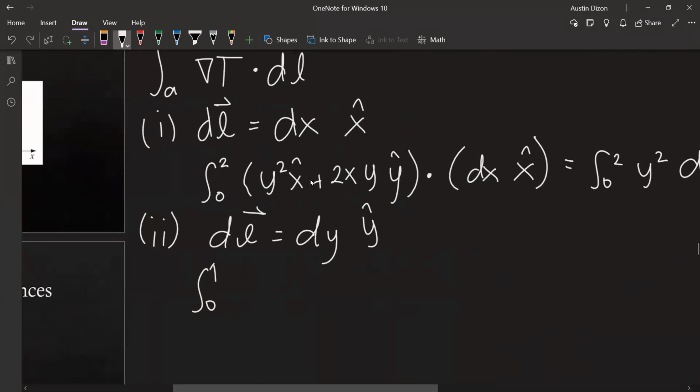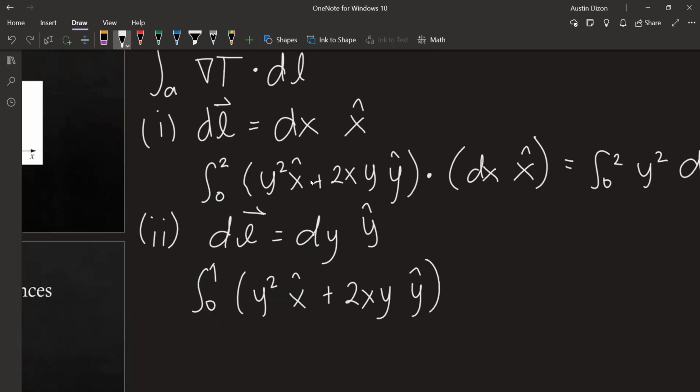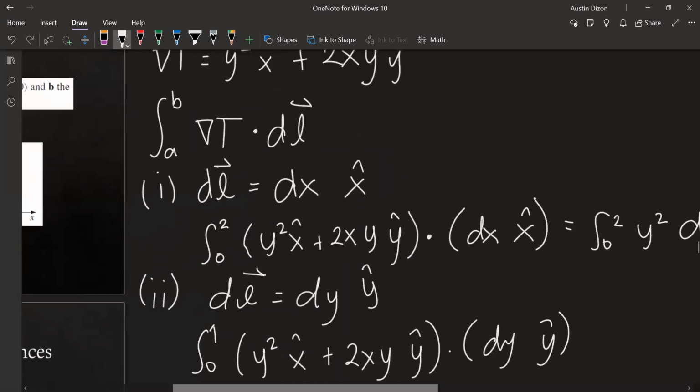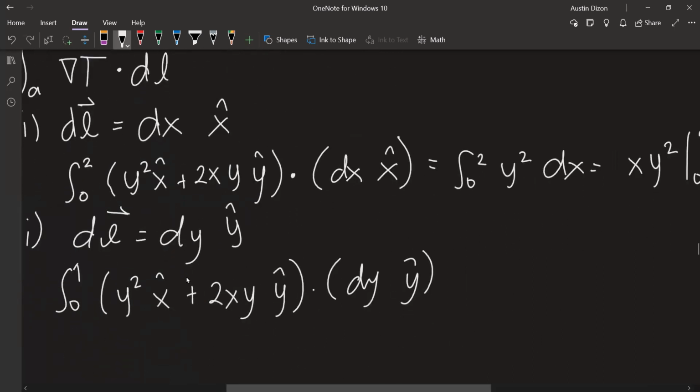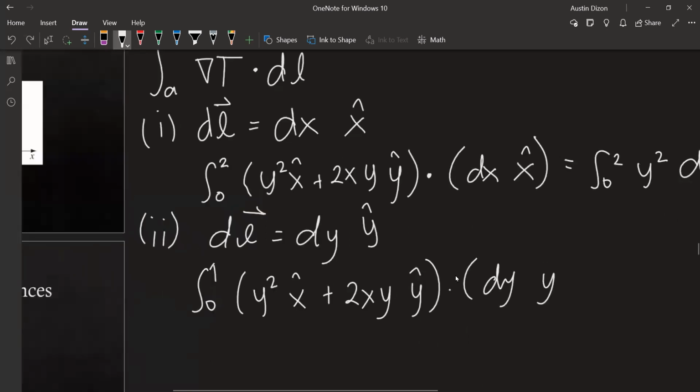Then I just copy this again. Mag-violent reaction kayo pag may mali akong ginagawa, baka hindi ko makikita mamaya. Okay, and then you dot it with your dy y hat. Dali lang, di ba? So wala yung x hat, so 0 lang yan. So 0 to... Oops, may mali akong ginawa. Balik.